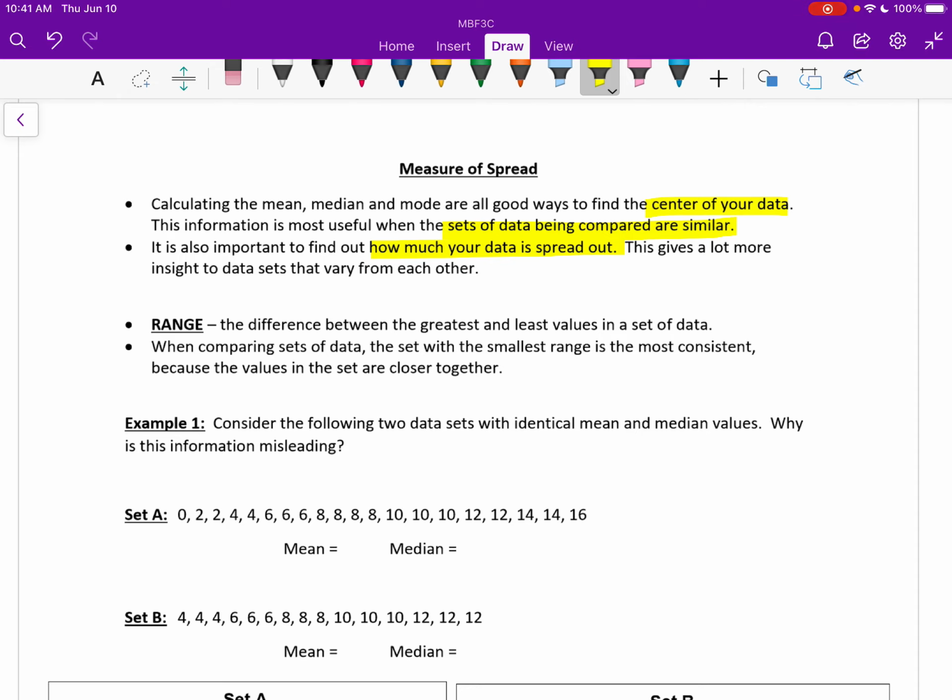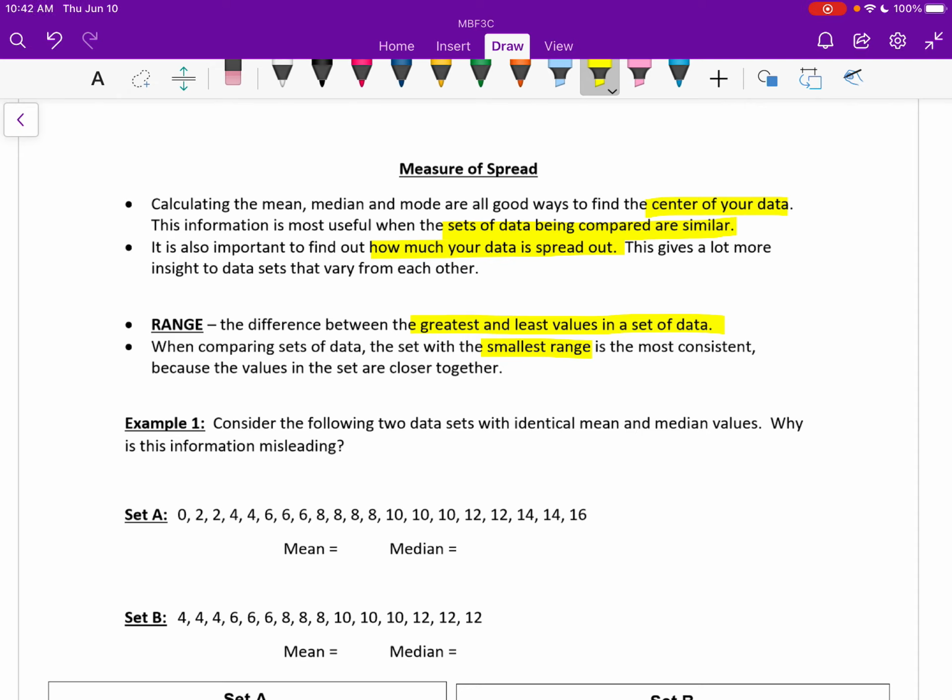And you can actually do this by doing two things. You can find the range of your data set, and then you can find the standard deviation. So first, let's talk about range. The range of a set is the difference between the greatest and the least value of the data set. So when you're comparing set data, you go and find the smallest number and the largest number, and you just compare them.